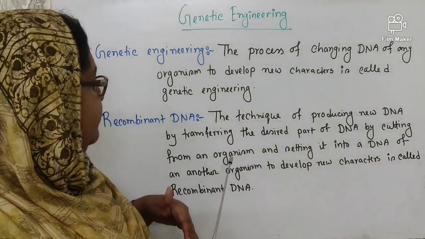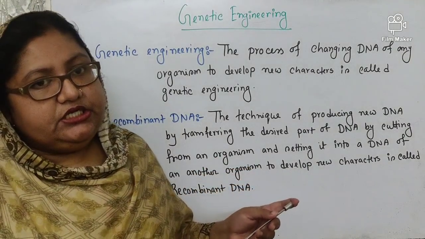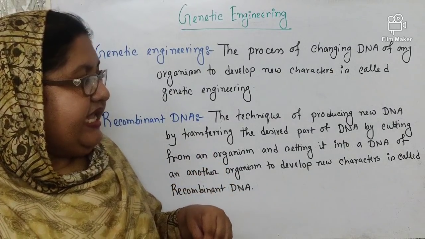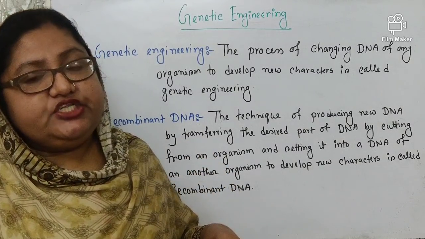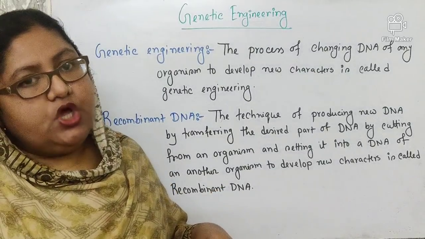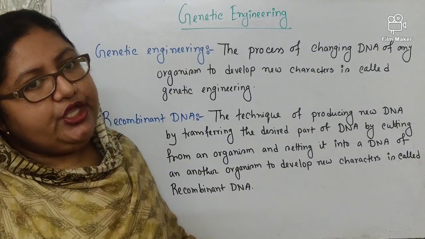Actually, with the help of recombinant DNA, genetic engineering is done. By genetic engineering, it is possible to transfer the genes from plants to animals, or from animals to plants, or from microorganisms to human beings.